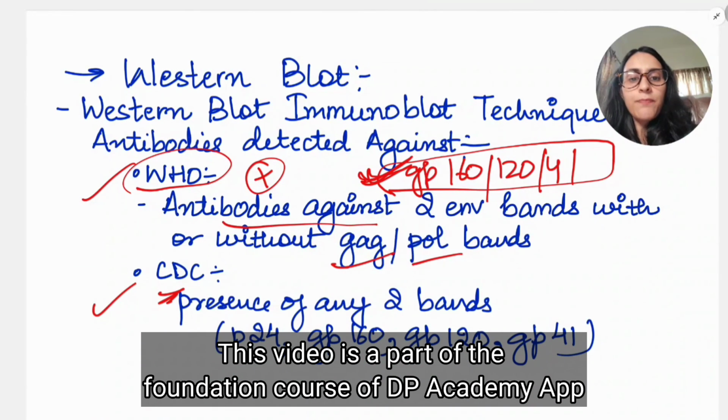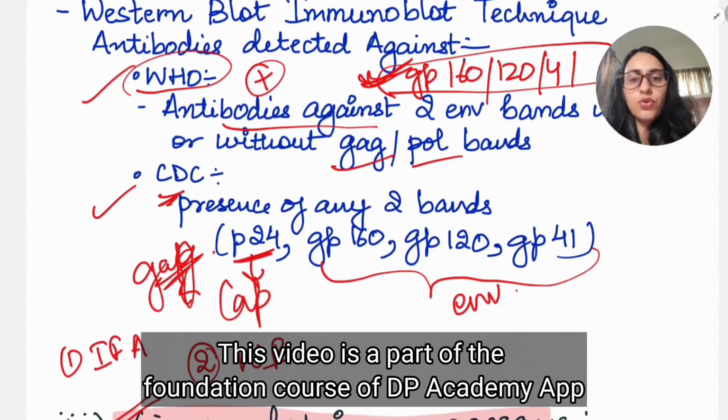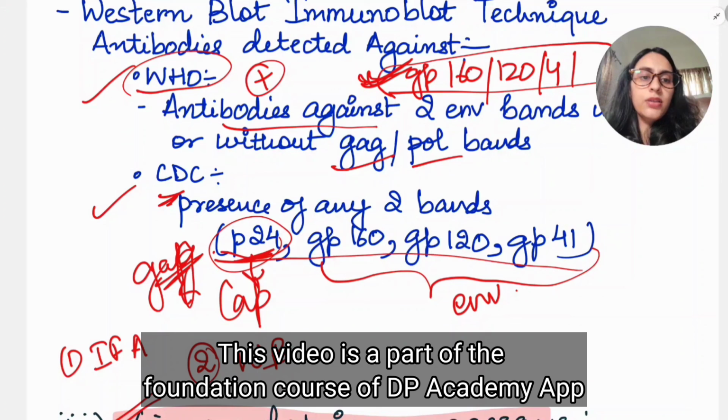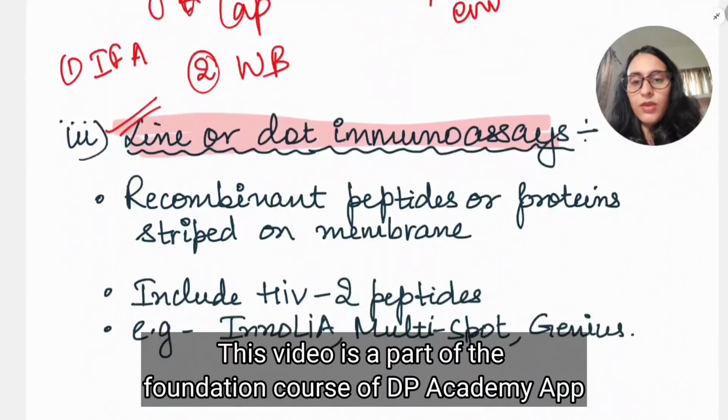But the CDC guideline says the presence of any two bands, three being envelope, 160, 120 and GP41, and one being P24. Remember, P24 is the capsid, which is a gag. P24 is a gag. So P24, very important. I told you, core antigen, very important. So among these four, if two come positive, according to CDC, it is HIV positive in the Western blot test.